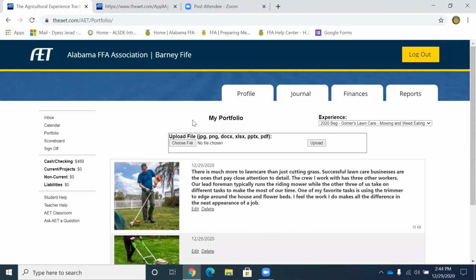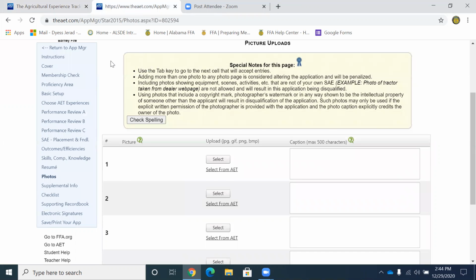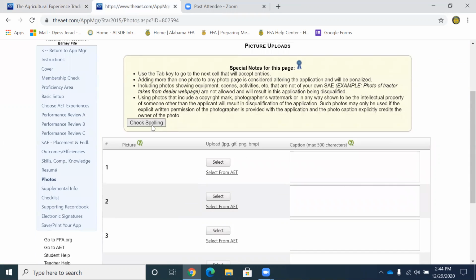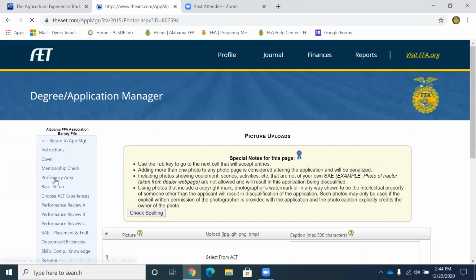So once we've got all of our pictures loaded and hopefully designated to what project they're linked to, Mr. Chip, what do we need to do next? Okay, now we're going to go through and pick out the ones that we want to use. Then we're going to go over to our actual application, and we're going to select from AET.